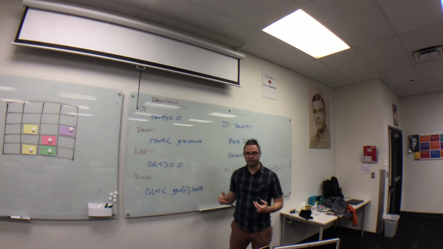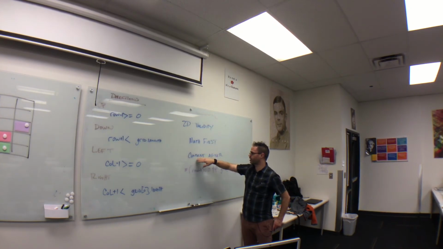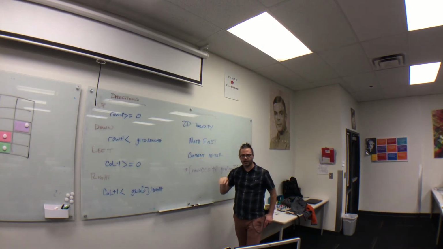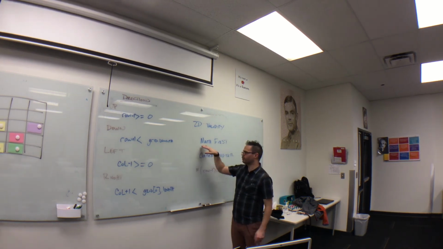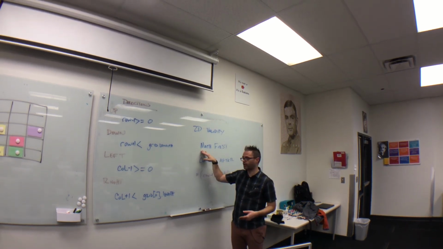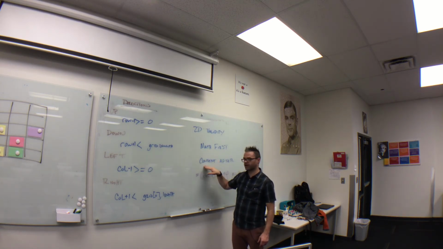Now, if we want to do the validity checks, we want to make sure that when we're checking 2D validity, we do our math first and our content after. When we talk about movement inside a 2D array, it's really critical that we do our math first. We check that we have valid math, and no matter how complex our math may be, we check that first, and then we do our content afterward.